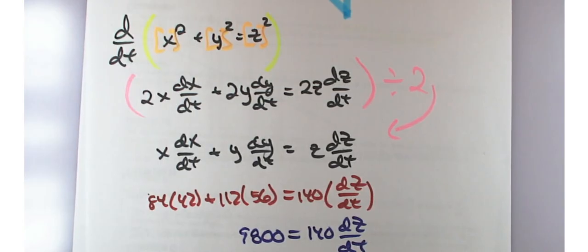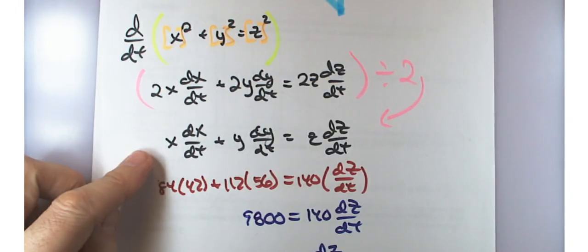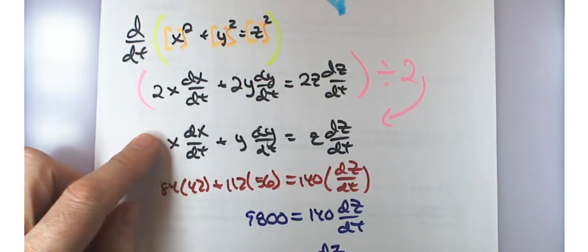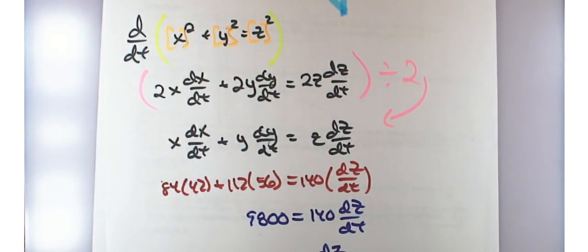Yes? So when we are working with a right triangle, we will always end up at some point with x times dx dt plus y times dy dt equals z times dz dt? Yeah, your Pythagorean theorem problems do end up like this. But be careful, not everything turns into a Pythagorean theorem problem, like the last one.